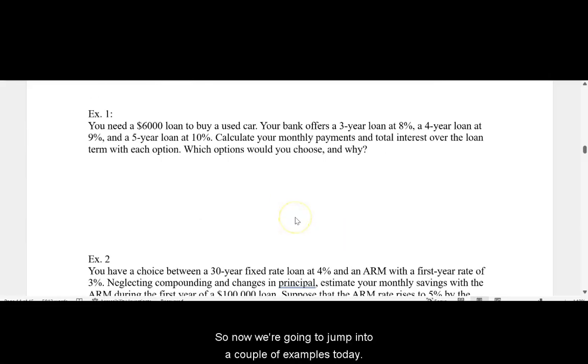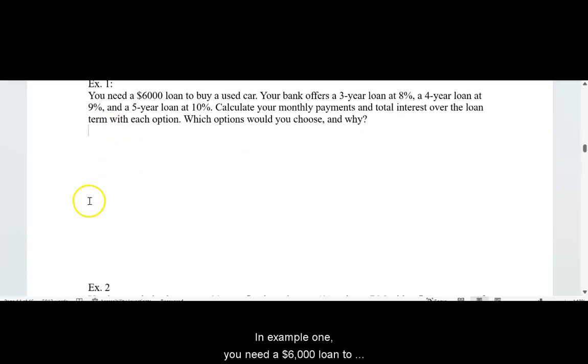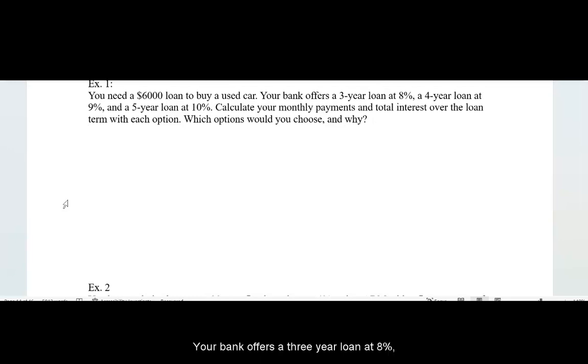So now we're going to jump into a couple of examples today. In this first example, I know I'm going to need room for this one, so I'm going to put that down already. In example 1, you need a $6,000 loan to buy a used car. Your bank offers a 3-year loan at 8%, a 4-year loan at 9%, and a 5-year loan at 10%. Calculate your monthly payments and total interest over the loan term with each option. Which option would you choose and why?